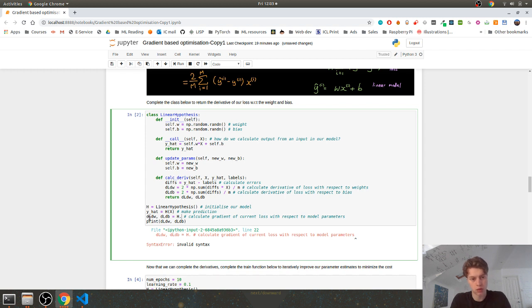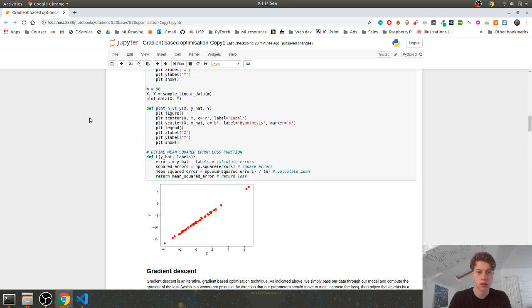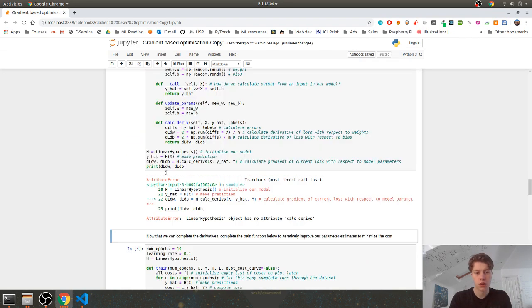So how do we get the rate of change of loss with respect to our weights and biases? Well, we need to initialize that model and then call that method of the model. So I've initialized our model as h, so our hypothesis is a linear hypothesis. Now I can use h's method calc derivs, and this takes in our x and our y hat and our labels, which I think we call y up here. Yeah, cool. Y. All right.